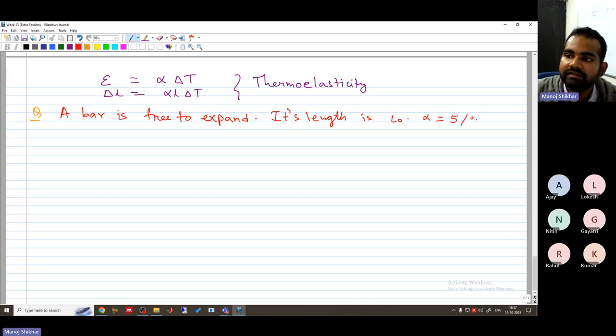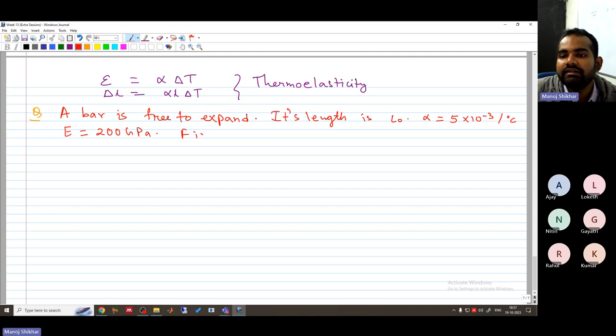5 per degree centigrade. Oh, no, not 5. This should be small actually. There is some 5 into 10 power minus 3 per degree centigrade. Okay. And they have given E equal to something, 200 GPa.